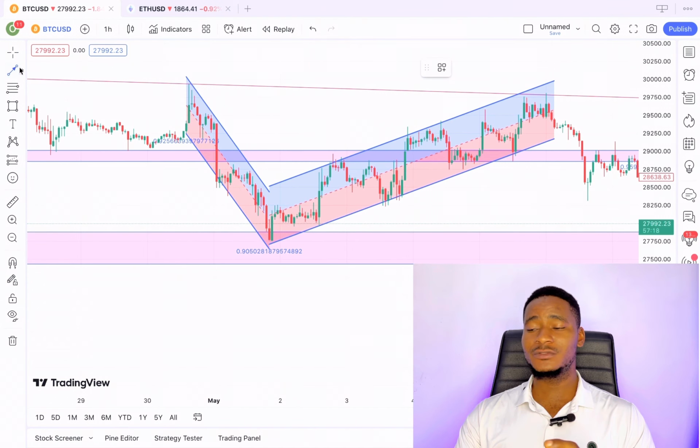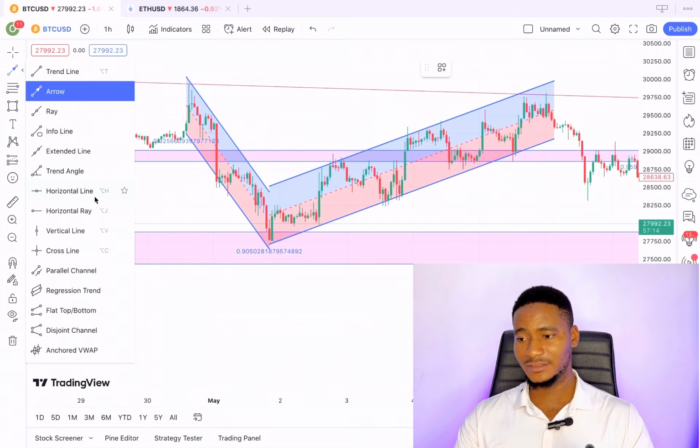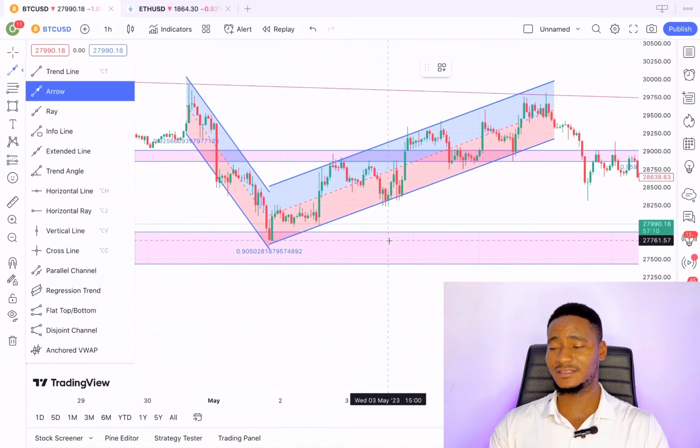Don't forget, the first thing you need to do is go to the trend lines, and you select the regression trend. Okay, it will help you mark the trend as soon as you select the area.